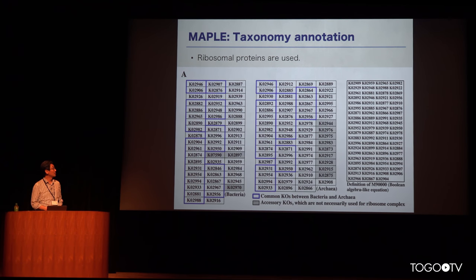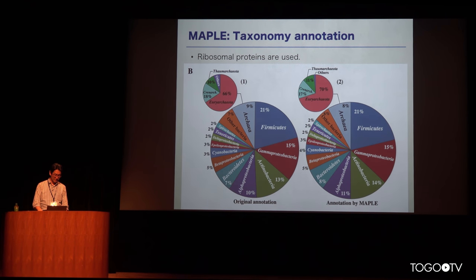And another improvement is taxonomic annotation by the ribosomal protein modules. So we defined the ribosomal protein modules for bacteria and archaea, and we use this information for the taxonomic annotation rather than using 16S ribosomal RNA sequences. Because some bacteria have a large copy number of the 16S ribosomal RNA, but usually prokaryotes do not have a large copy number of the ribosomal protein genes. So we use this as a control for the taxonomic annotation, like this.